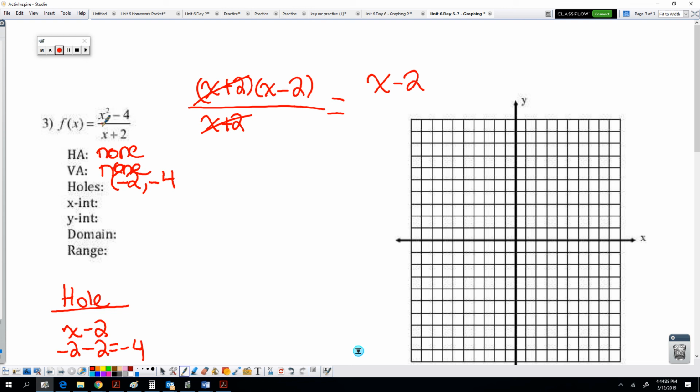So now what you can do is figure out what your x-intercept and your y-intercept are. You're going to set 0 equal to x minus 2, and you get x equals positive 2. That is your x-intercept. And for your y-intercept, you're going to plug in 0 for x, and you get negative 2. So it's (0, negative 2).